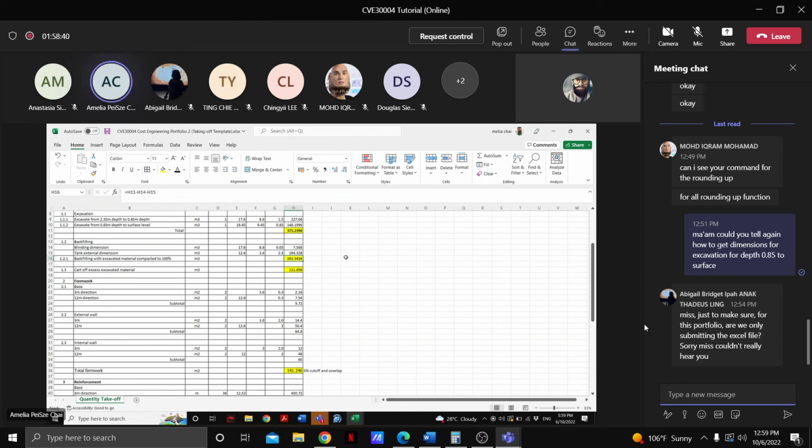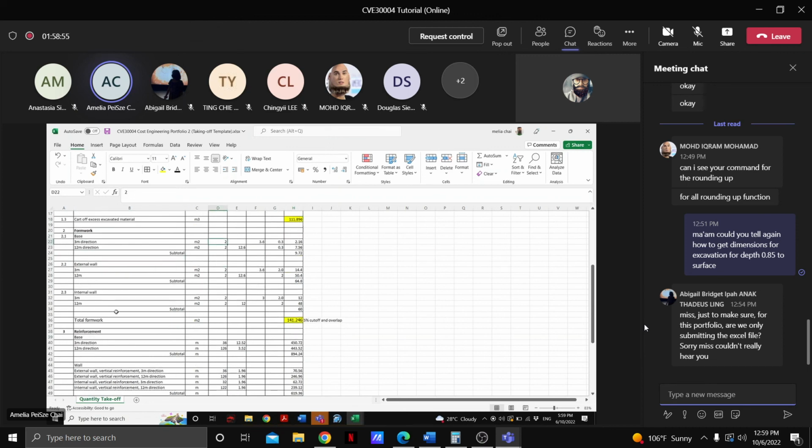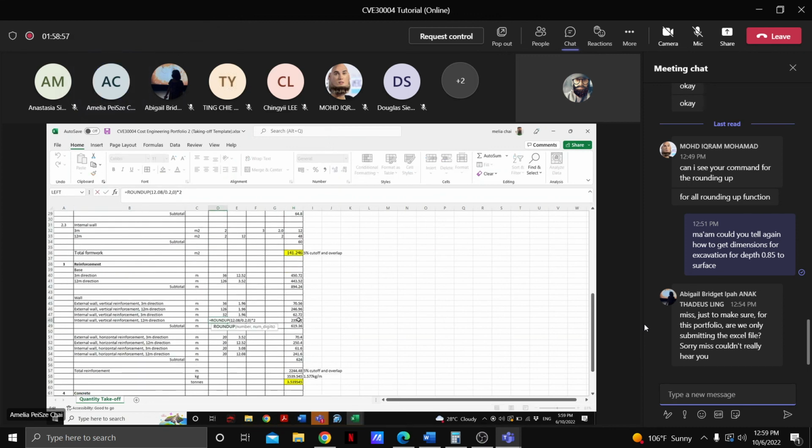There's some question in Microsoft Teams. Can I see your commands for rounding up? Could you tell again how to get the dimensions for the excavated object?